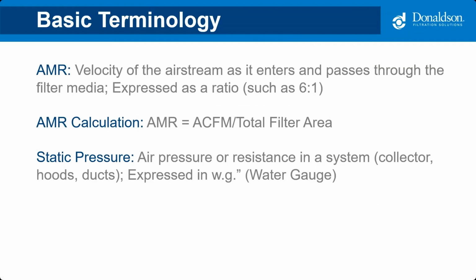And just a few more terms here. As I already mentioned, AMR is calculated by taking the actual CFM divided by the total filter area. It's expressed as a ratio, such as 6:1. So 6 cubic feet of airflow for every 1 foot of filter media. And static pressure, which is the resistance to airflow in a system from things like the collector itself, the filters in the collector, which can create more resistance when they're dirty, the hoods, and the ducts.